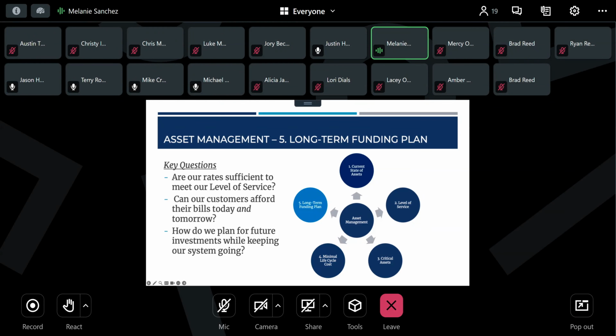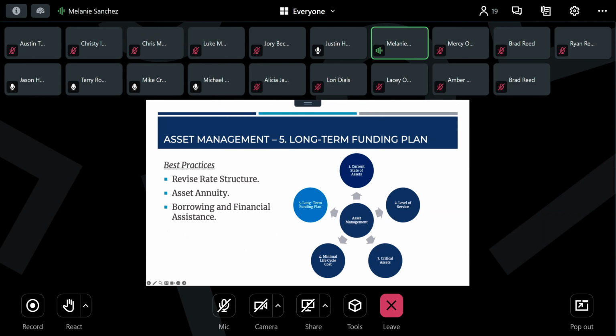Do we have sufficient funding to maintain our assets at the level of service required? That's a great question to ask yourself. Is our rate structure sustainable, meeting the long-term needs of your system? And this really ties back to what Austin talked about yesterday, which is, again, changing your rate structures. We have a lot of resources on that. And so if you do need assistance, we would love to assist with that. We have a lot of tools as well.